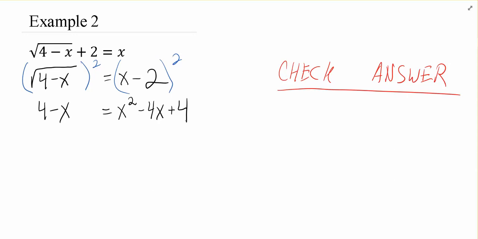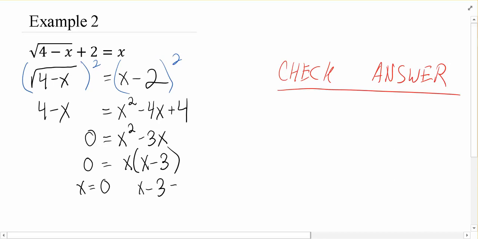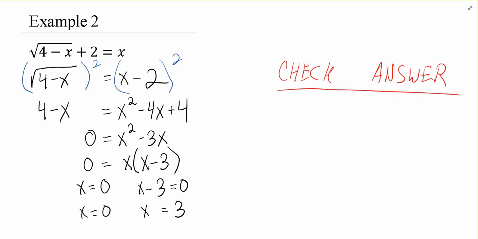To solve a quadratic equation, we get everything to one side so that the other side is 0, and then we factor. So we're going to add an x to the other side, and we're going to subtract 4 from both sides, making both 4's go away, and leaving just 0 there on the left. So now to factor this, we're going to factor out the greatest common factor of x, and then set each factor equal to 0, giving me x equals 0 or x minus 3 equals 0. And this gives me my two potential solutions of 0 and 3.